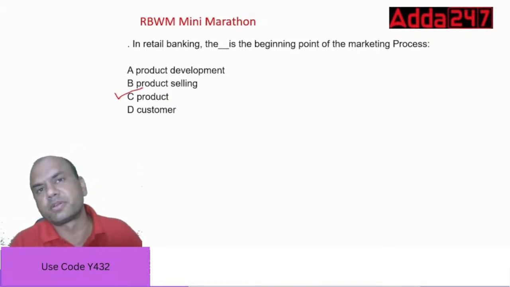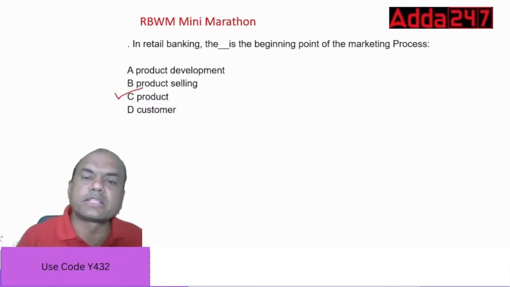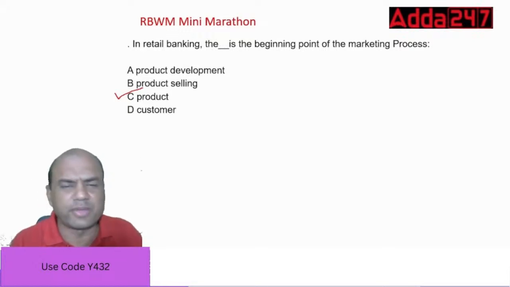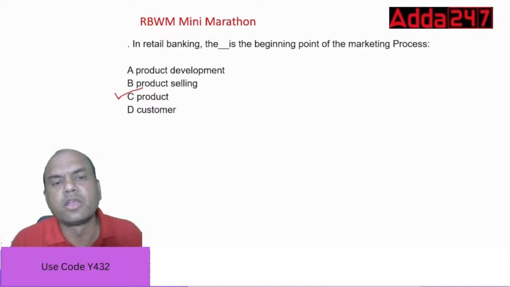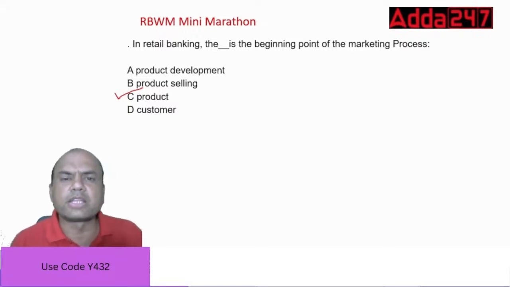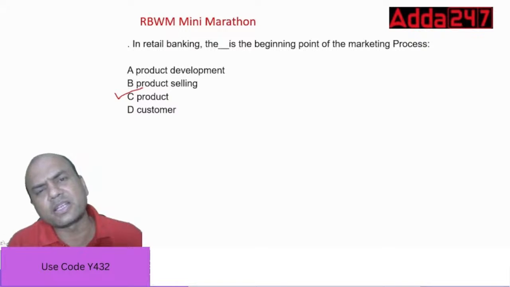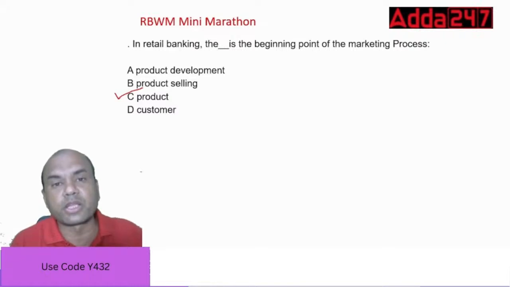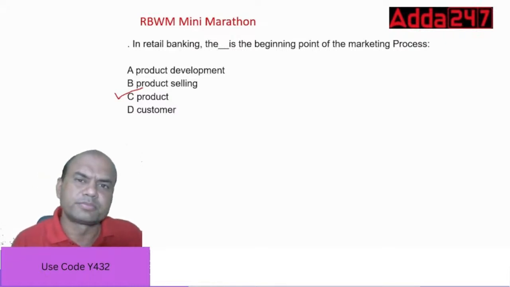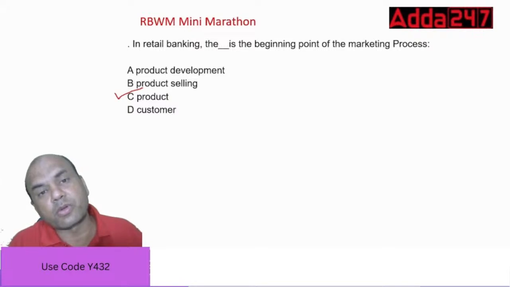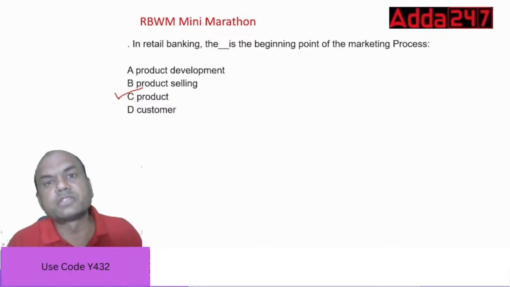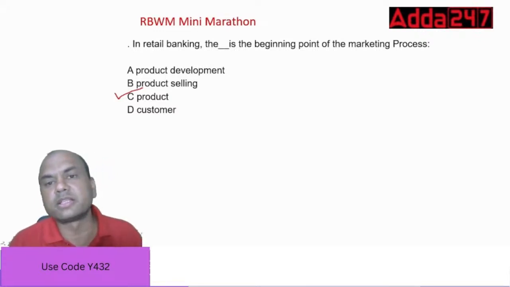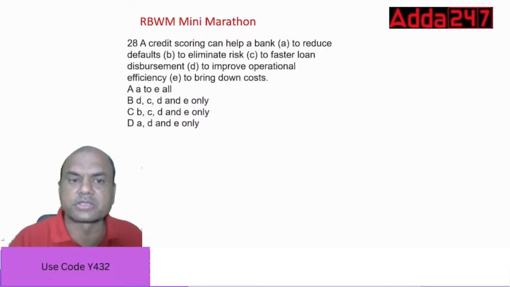But product is important. Suppose you have a very good relationship with a client, and many times you have such clients in the branch, good relationship, but your bank doesn't have that product. Say the customer wants some reverse mortgage loan. Very good customer, but your bank doesn't have the reverse mortgage product. In that case, what will you do? It's of no use, right? So that's why product is the main part. It is the starting point of any marketing process.